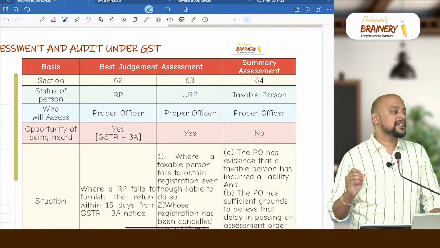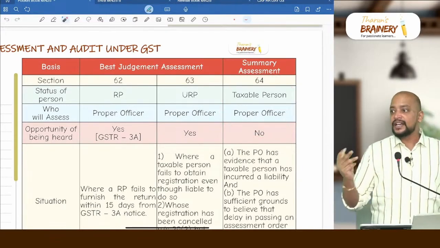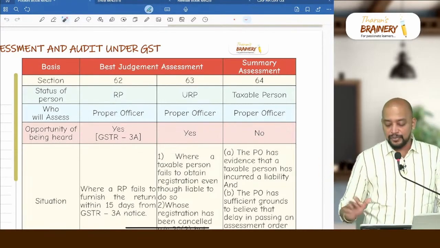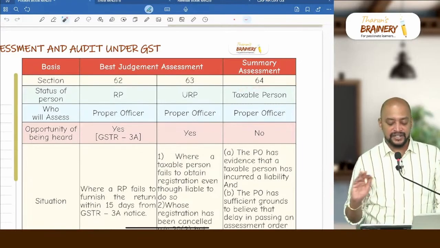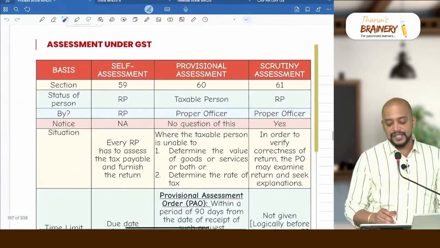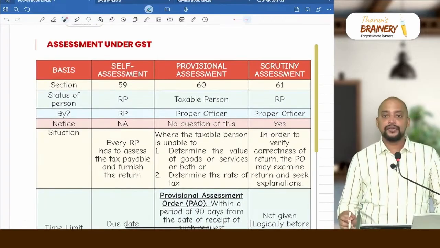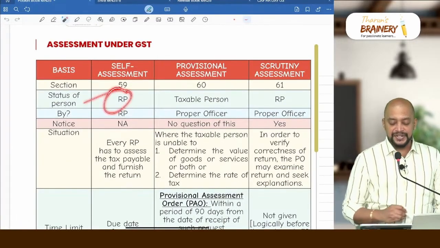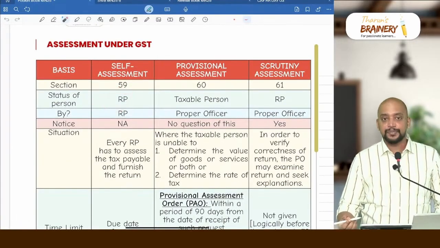The summary assessment is like income escaping assessment in income tax, the same logic, that is summary assessment under section 64. Now let's try to understand one by one. So self-assessment is section 59, and what is the status of the person? Registered person. So what will this registered person do?